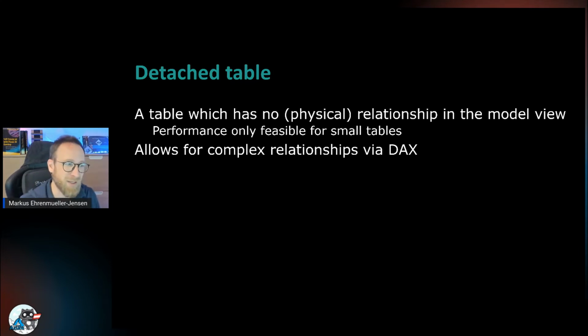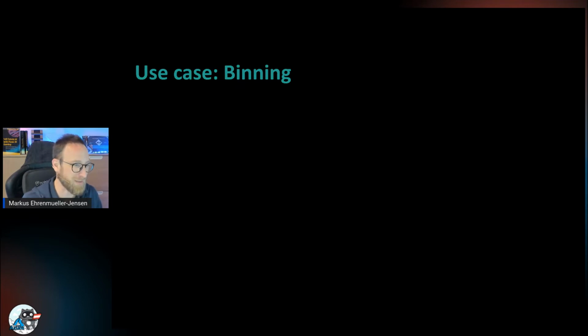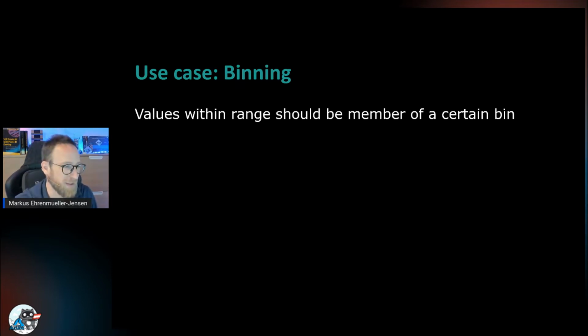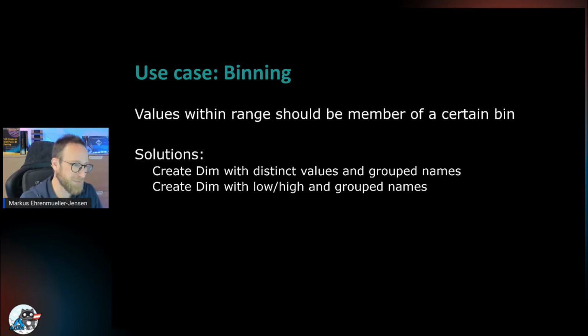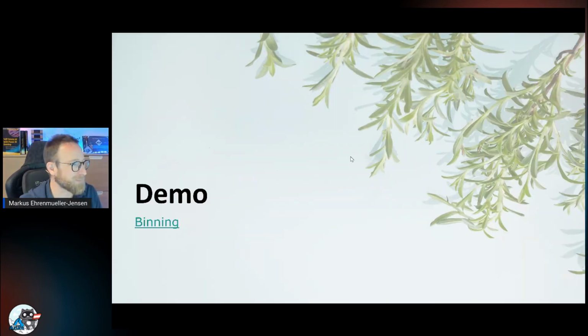And then we can reach out to this concept of detached tables, where we're not creating things in the model, but creating them via DAX. And I'm using binning here as an example. Maybe you have a lot of values, but nobody's interested in the detailed values, but you want to put them in different bins, like low, middle, and high of quantity or something like that. And then we have two solutions. Either we create a certain table and then create relationships here, or we use DAX for that. This is what the next demo is about.